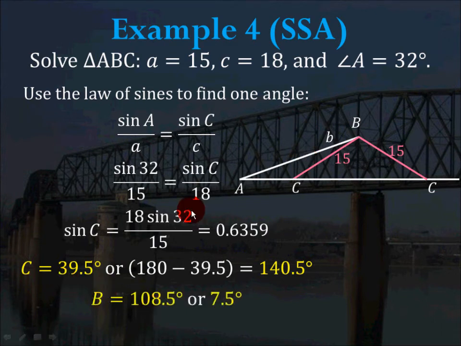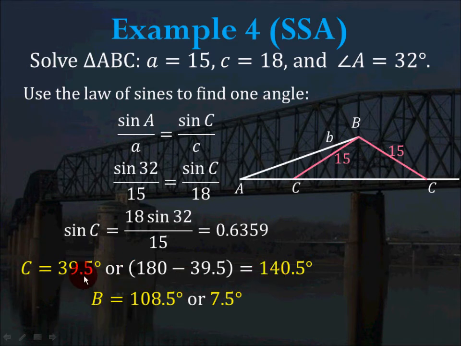So angle B is either equal to 180 minus 39.5 minus 32, which is 108.5, or angle B is equal to 180 minus 32 minus 140.5, or 7.5. So this little angle there represents the 7.5. This big angle B there represents the 108.5. Again, there are 2 solutions. How do you know? Because if your sine of C is less than 1, you have to consider the possibility that there are 2 answers.